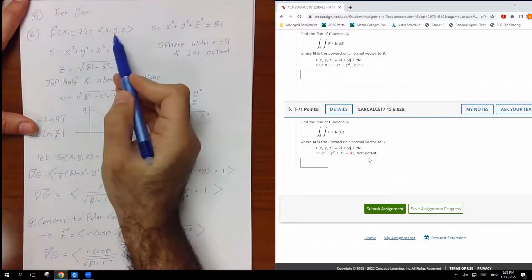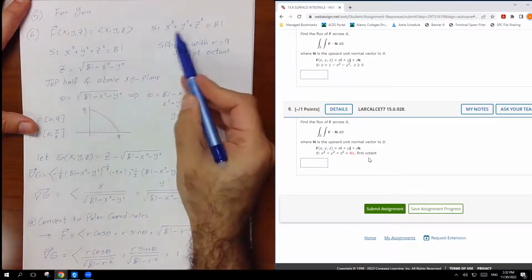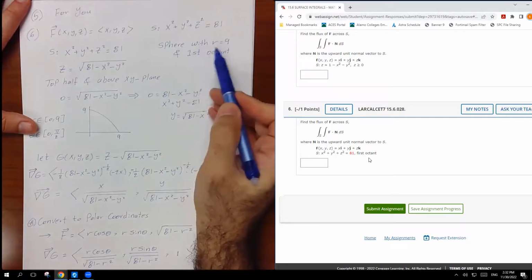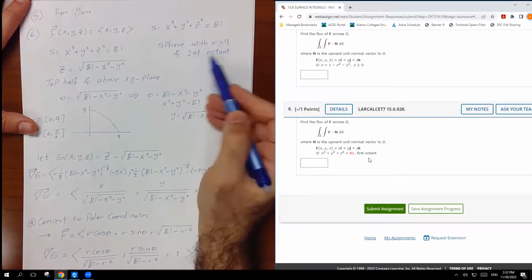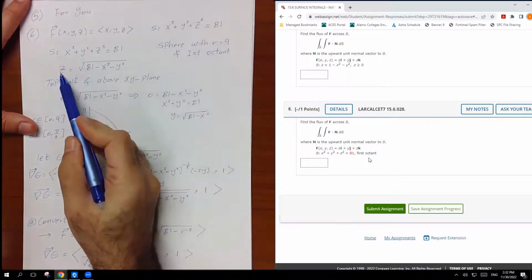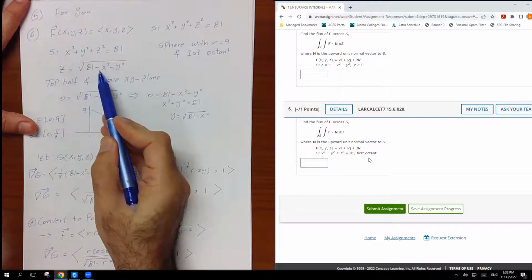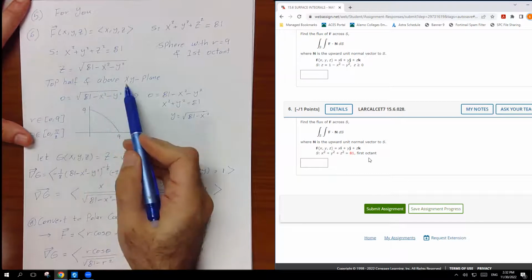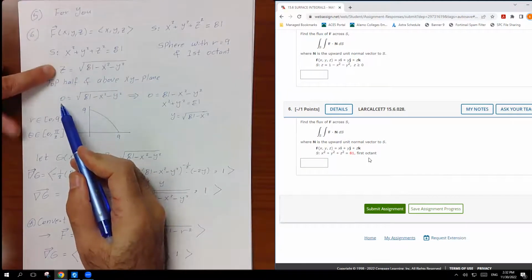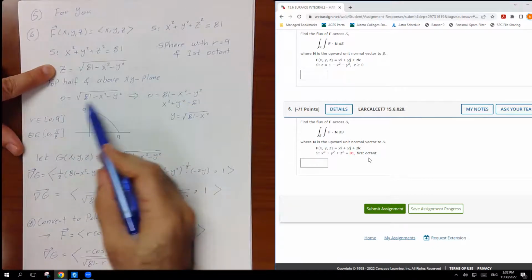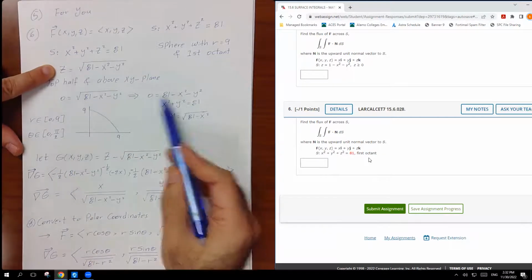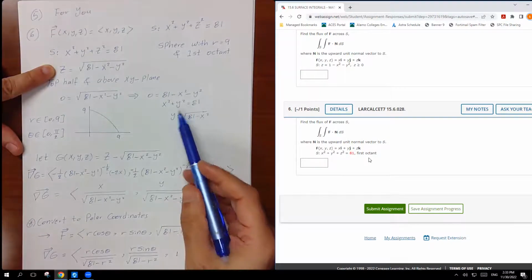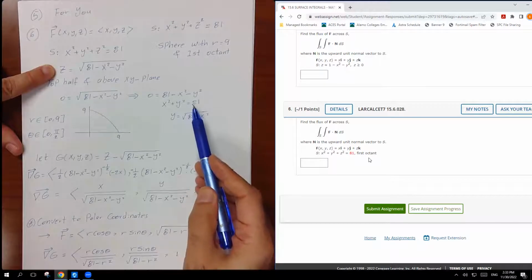So F is x, y, z, and here's the surface x squared plus y squared plus z squared equal 81. It's a sphere with a radius 9 on the first octant. So we're going to solve it for z, which is going to be the square root of 81 minus x squared minus y squared. We need just the top half above the xy plane. So if you let z equal 0, take the square of both sides. So it's going to be x squared plus y squared equal 81. That means it's a circle with radius 9.